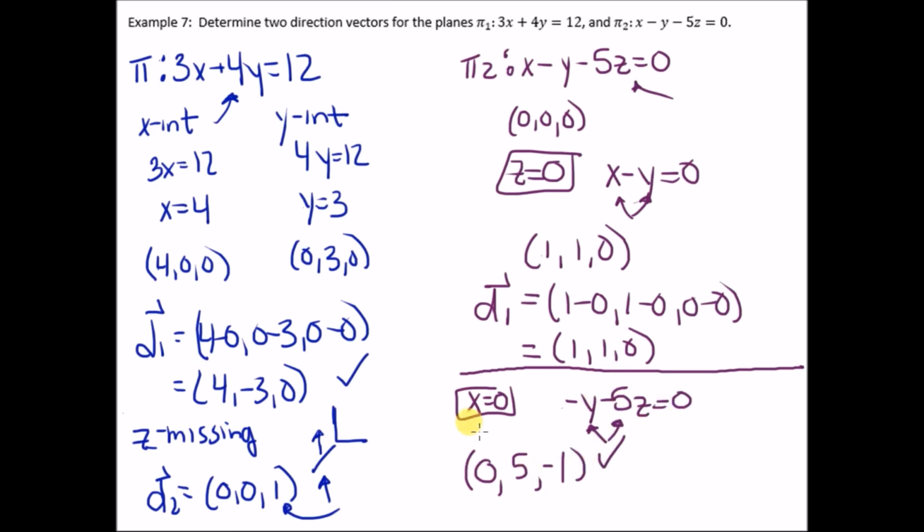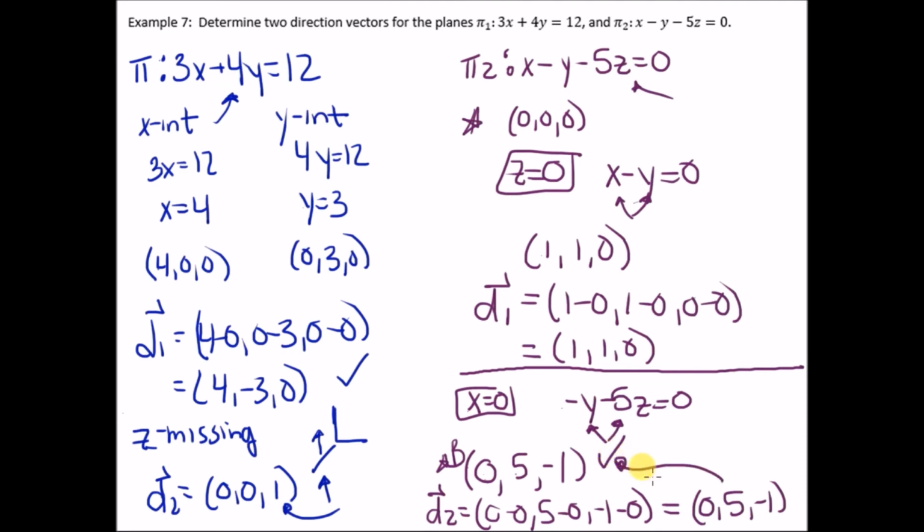Okay, this is really, really easy because since we have the origin as one of our points, every single point would pretty much be a direction vector. Because if we take this point, point 2, let's just call it B, (0 minus 0, 5 minus 0, negative 1 minus 0), we're going to end up with a direction vector with the same coordinates as that point. Okay, so there's another direction vector.